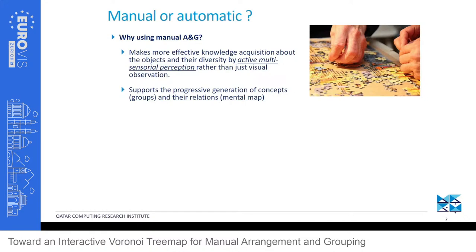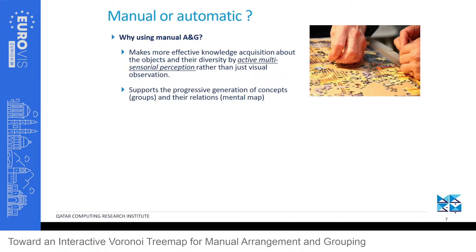Shall we use manual or automatic arrangement and grouping? We prefer to use manual arrangement and grouping because it makes knowledge acquisition about the objects and their diversity more effective, through active multisensorial perception rather than just visual observation. It supports the progressive generation of concepts, groups and their relations, the mental map. So it's usually better to use manual arrangement and grouping in an exploratory data analysis case.